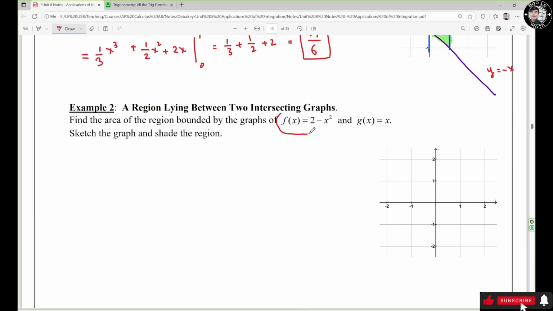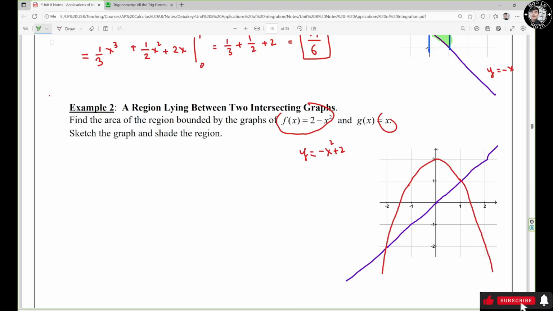Now we need to graph this one and this one. Alright, so y equals negative s squared plus 2. So s equals 0, y equals 2. It's going to be right here. S equals 1, y equals 1, so it could be right here. S equals negative 1, y equals 1, so it could be something like this. Alright, so the shaded region should be this one.